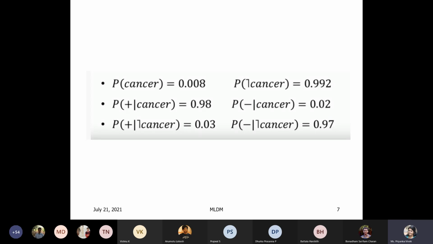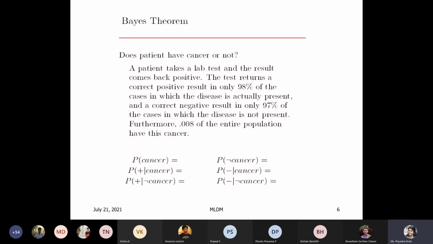And then we discussed how Bayes theorem was derived, and then we actually saw a simple example. We didn't solve it, we just saw this example. Here, it is a situation where a patient takes a lab test and the result becomes positive. Now the test returns a correct positive result only 98% of the cases in which the disease is actually present.